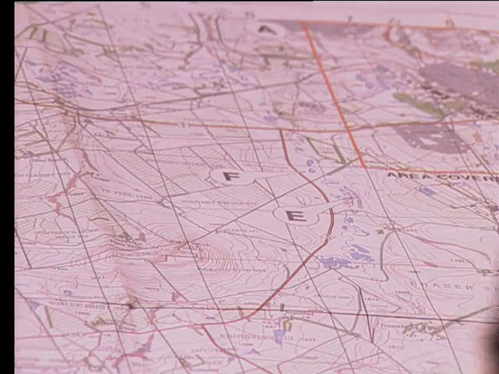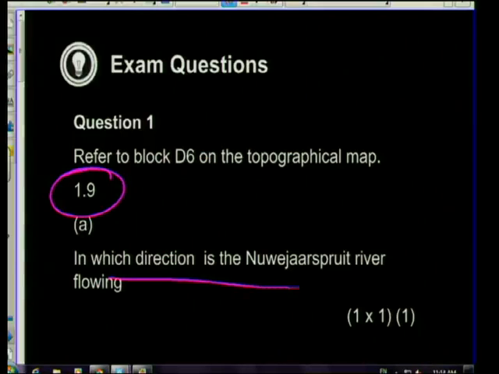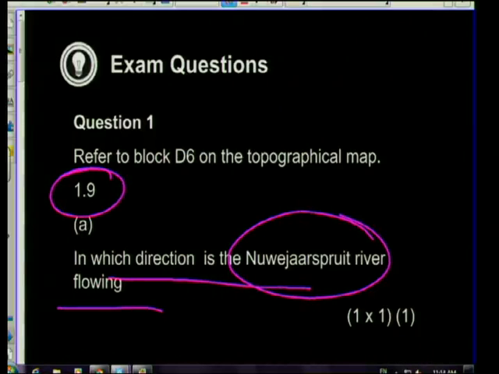So these are the kinds of questions that assist us to draw diagrams. This is work that you should have covered in grade 11, which you should note can be tested in a topographical map. Moving on to the next question. Question 1.9. In which direction is the Nieuwejaarspruit River flowing? What have we discussed in previous lessons? You need to see where a river flows, how a river flows, and in which direction a river flows. So, what are the useful hints and tips in determining the direction of the river?